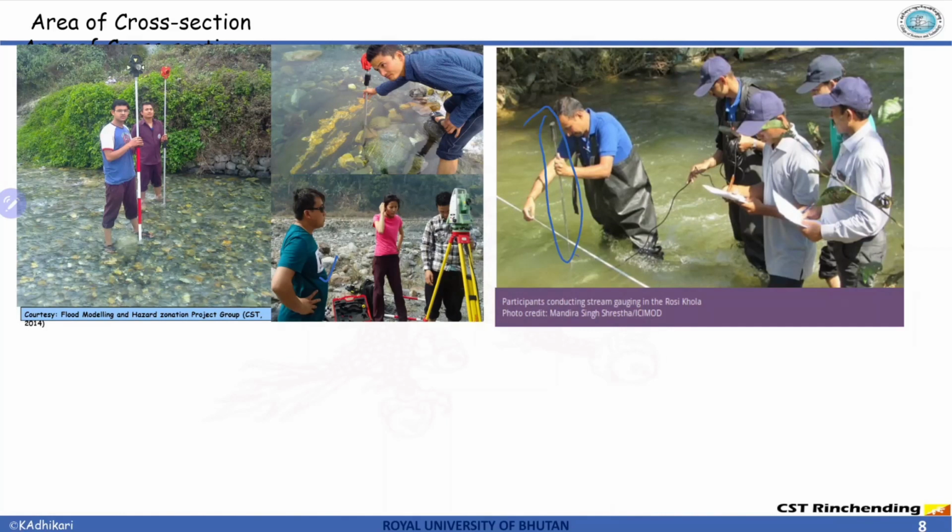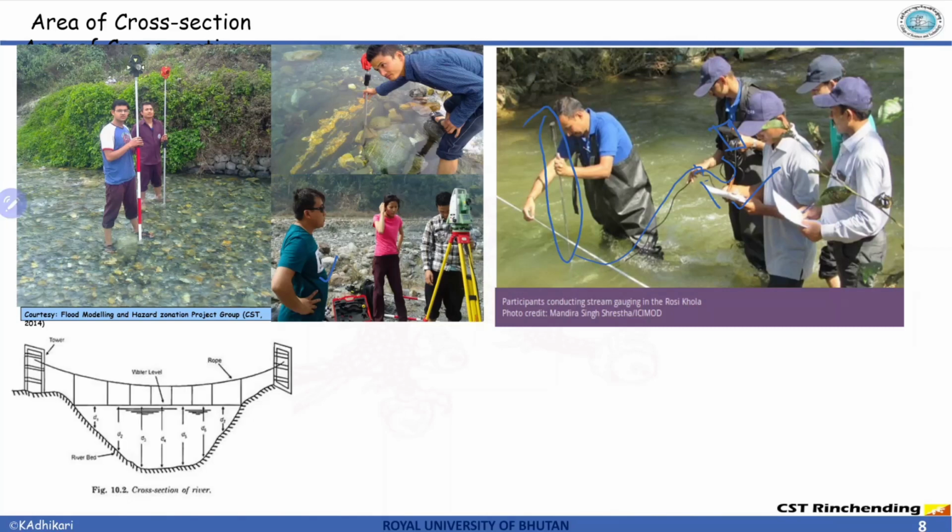So the current meter's wire is here, and this person is holding the monitor or the logger, whatever you call it. Here the velocity will appear. So this person is recording the velocity at different locations of the river. That's what we call wading.